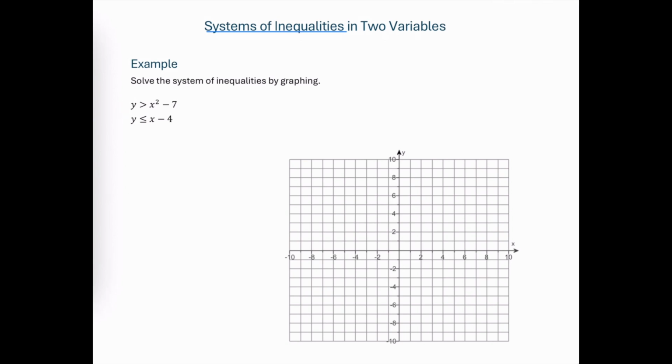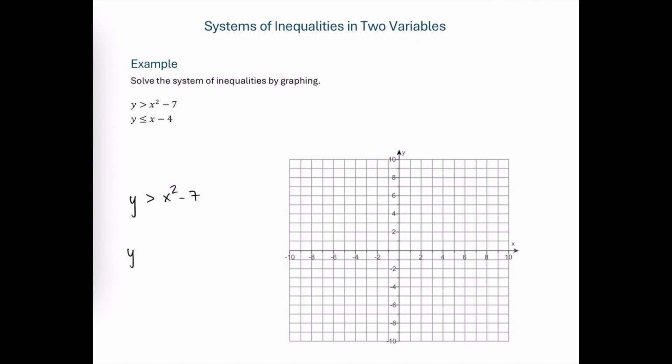When graphing an inequality in two variables, if we have the strictly greater than or strictly less than symbol, we're going to graph that equation with a dotted line. But if we have greater than or equal to or less than or equal to, we'll use a solid line when graphing the inequality. Let's start by looking at y is greater than x squared minus 7.